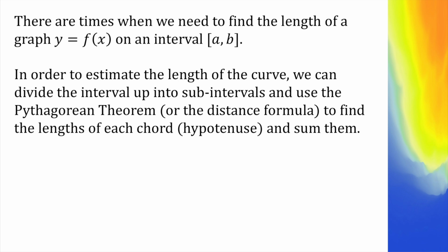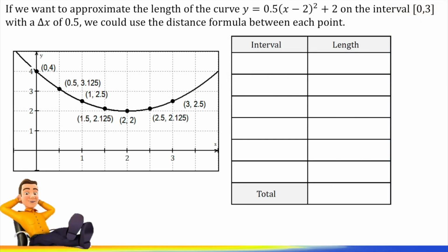and just use Pythagorean theorem or the distance formula to find the lengths of each chord or hypotenuse and just add them all up. So for example, well, let's say hi to Jim here. Hello, Jim. If we had this curve here, and I have a variety of points here marked out, well, to find the length of this curve, I could just find the distance of each of the little pieces.